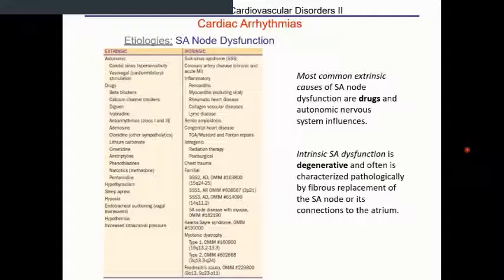So the most common causes of SA node dysfunction are drugs and autonomic nervous system influences, while intrinsic SA node dysfunction is degenerative usually and often characterized pathologically by fibrous replacement of the SA node or its connections to the atrium. So previous ischemia or inflammatory conditions that lead to scarring of heart tissue can lead to intrinsic SA node dysfunction.